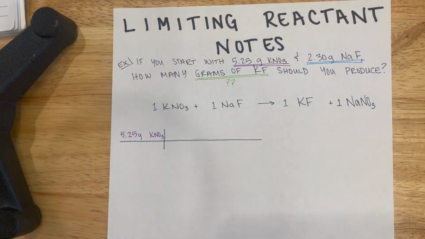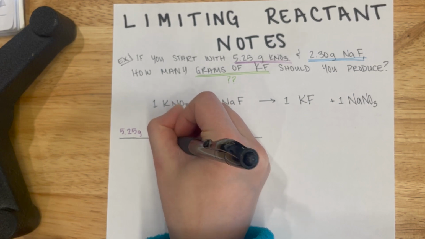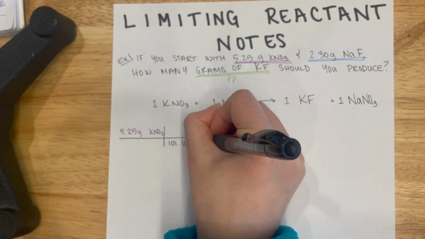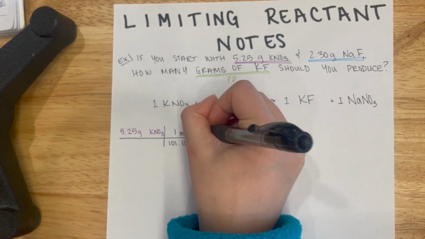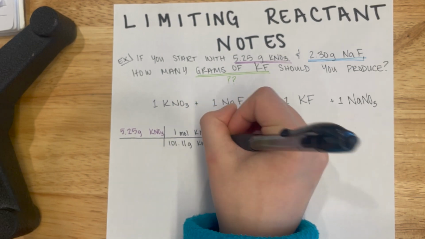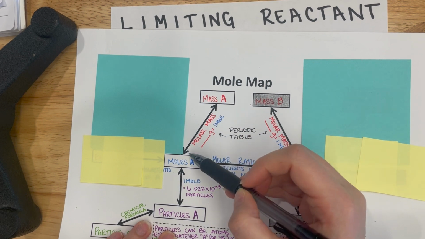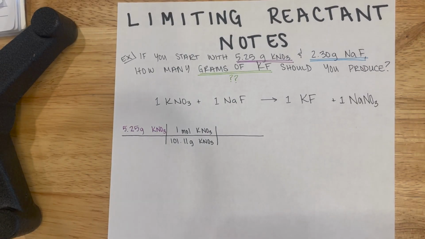Okay, hopefully, like me, you found that our mass of potassium nitrate is 101.11 grams of potassium nitrate in 1 mole of potassium nitrate. Now that I'm in moles, I completed that first step on my mole map, which means my second step is my molar ratio using coefficients from my chemical equation. So let's take a look at this.